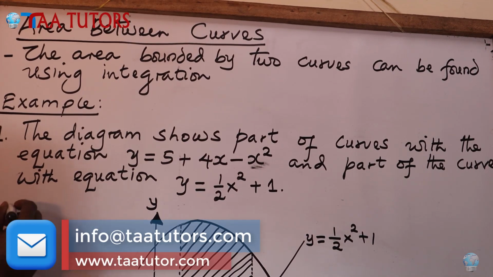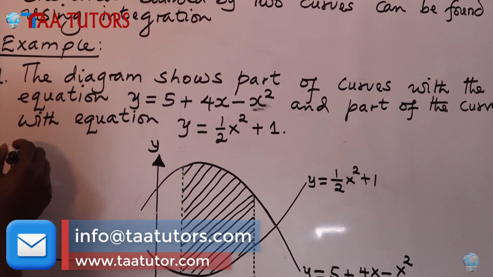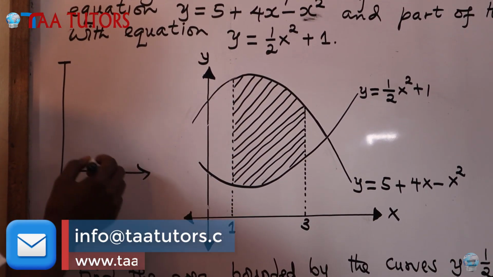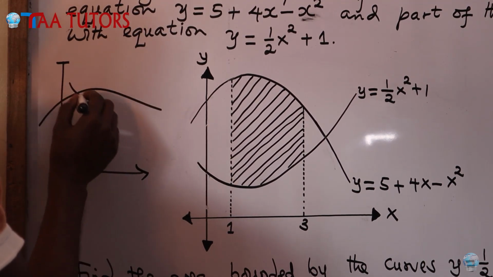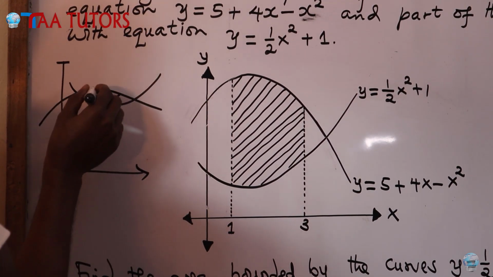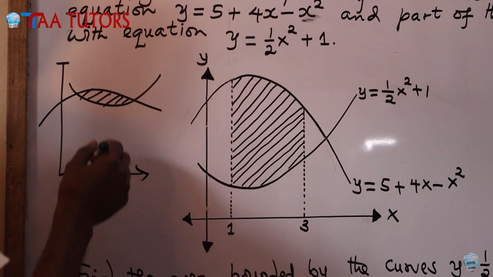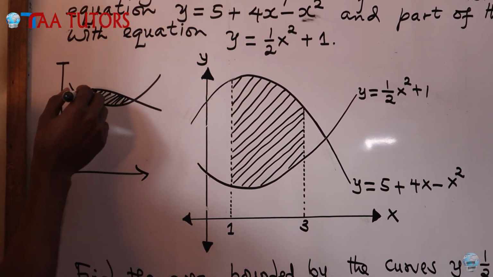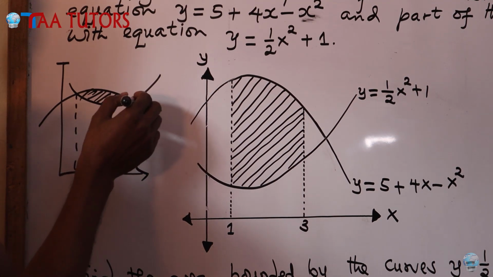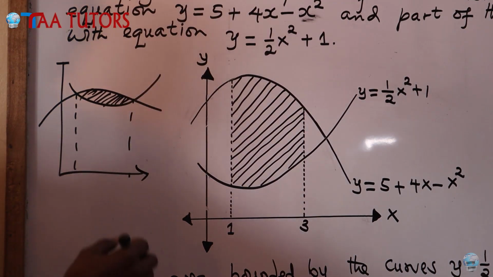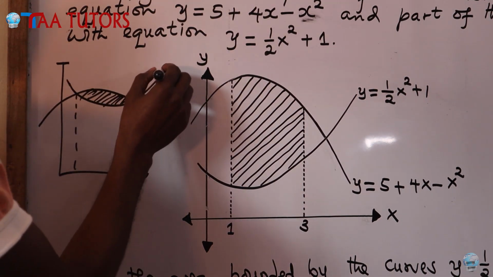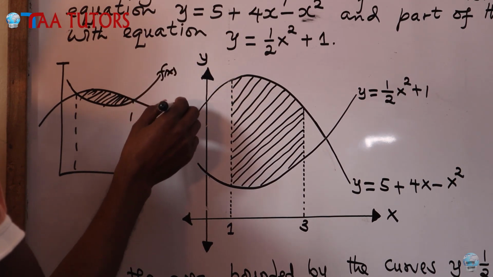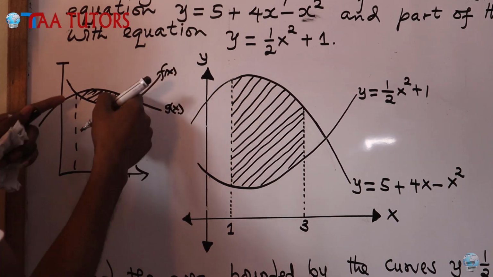Probably you can have shapes ranging this way, where you are told to find the area here. And in this case, sometimes the examiner will not give you the limits. So it's up to you to use simultaneous equations to find the points of intersection of these two curves, maybe f(x), g(x), so that you get those coordinates.